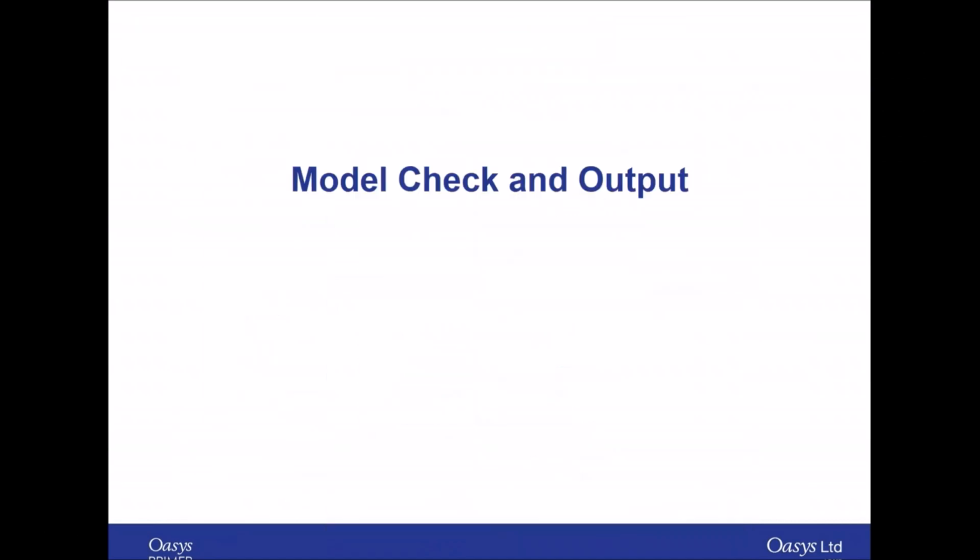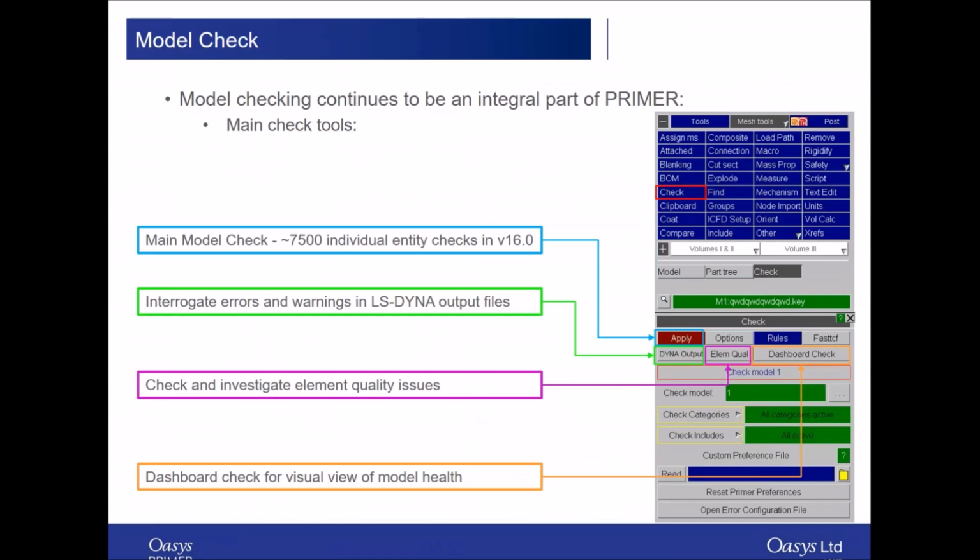So moving on to model check and output. So checking of your LS-DYNA model continues to be an integral part of Primer. So just to summarize what the main checking tools are here. So if you go into model check and click apply, that's the main model check. That's around 7,500 individual entity checks in version 16. The dyna output button that allows you to interrogate errors and warnings in the LS-DYNA output files, and I'll talk a little bit more about that in a minute.